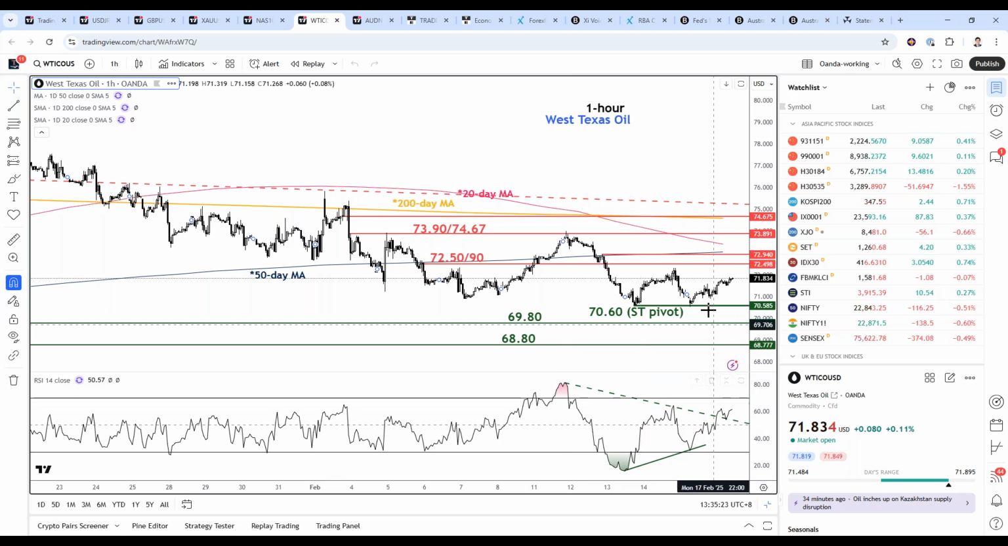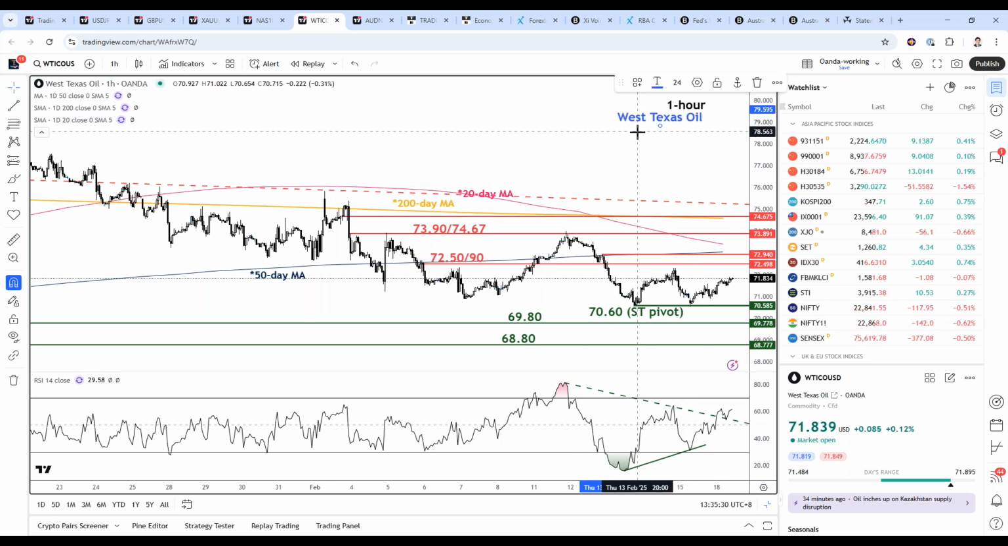So with that, we will still continue to maintain our intraday bullish bias for West Texas crude oil for that mean reversion rebound scenario to continue to play out, using 70.60 as a short-term pivotal support level to maintain the intraday bullish bias for this minor mean reversion rebound scenario. First resistance zone to watch out for will be 72.50/90.